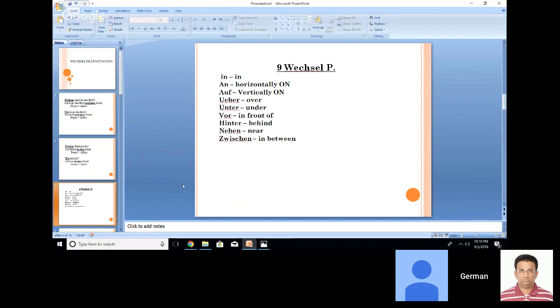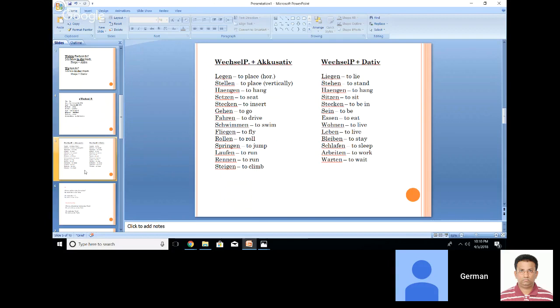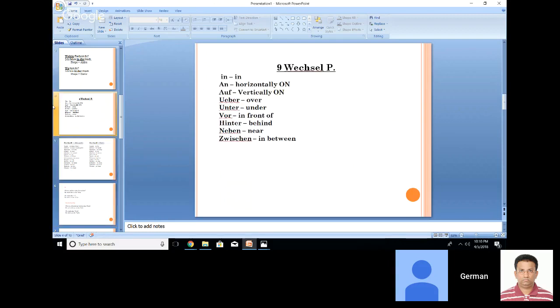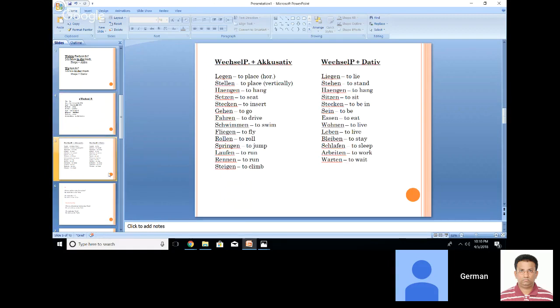These are Wechsel prepositions. And also, we learned a few verbs which take accusative and a few verbs which take dative compulsorily. How do we understand if it is accusative? When there is an action involved or when there is a doer doing that action. And for dative, it is position. There is no action, it is already situated, there is no doer, and the object is at rest. That is how we understand it as dative. Right?